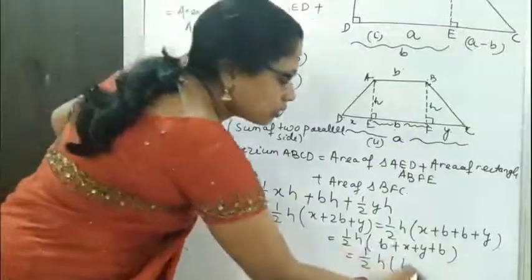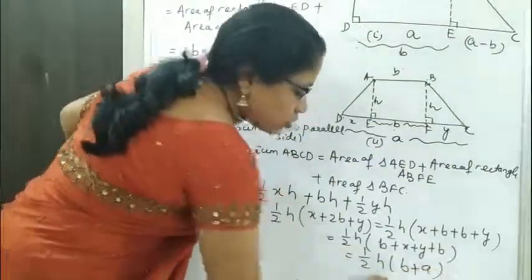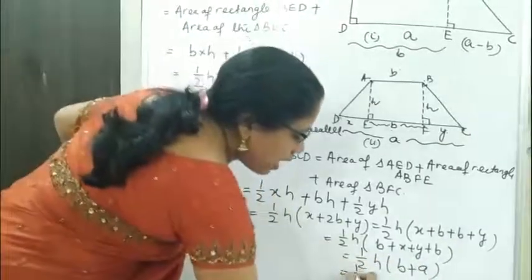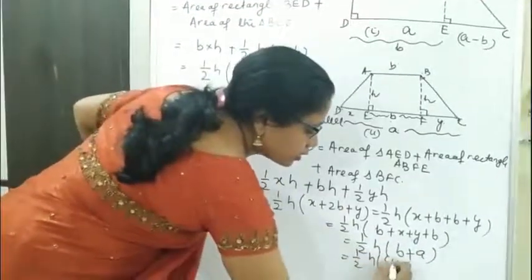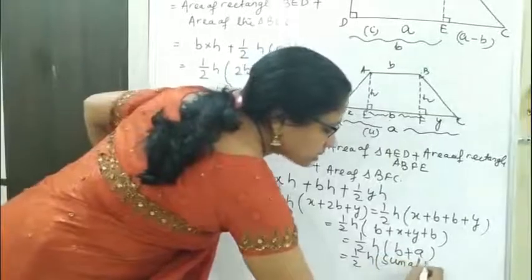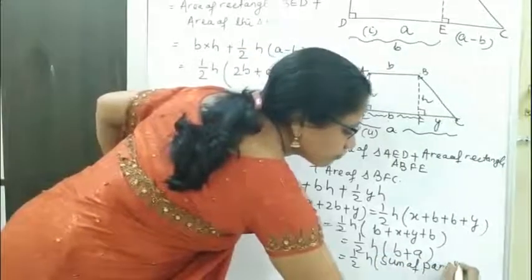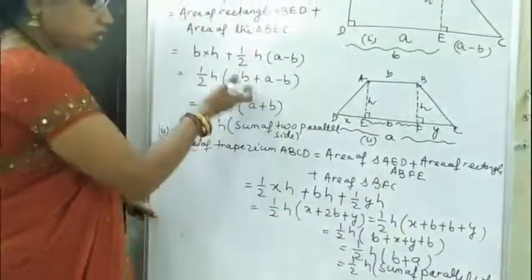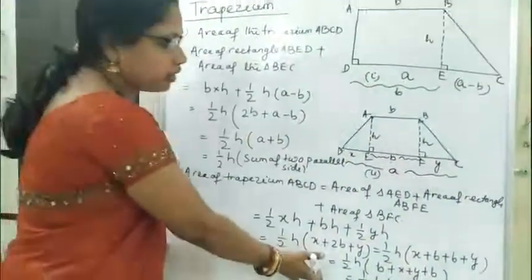So this is equal to A. So half H into A plus B. So this is equal to half into height into sum of parallel sides. So in this way also we got the same formula.